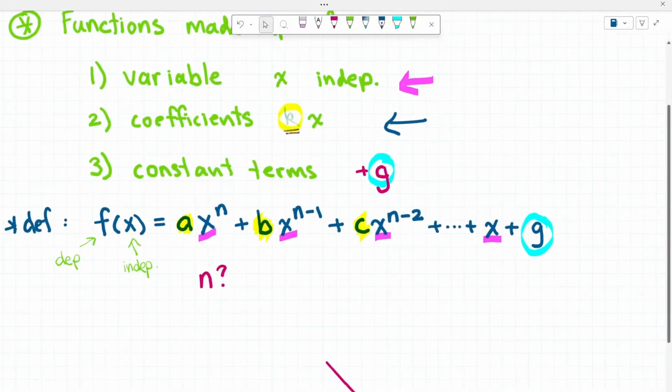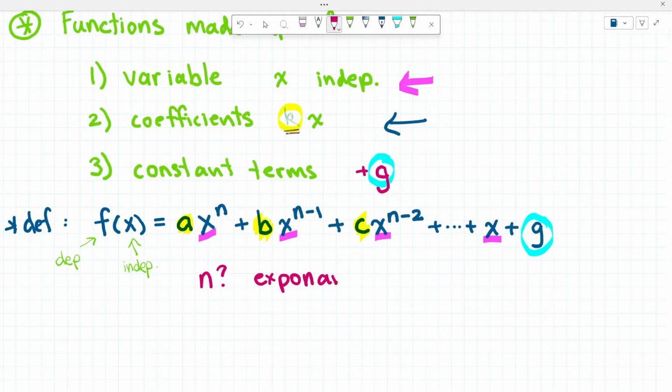So n is our exponent. So what values is n allowed to take? That's what we're going to look at right over here. So n is actually going to be defined such that n has to be greater than or equal to 0.